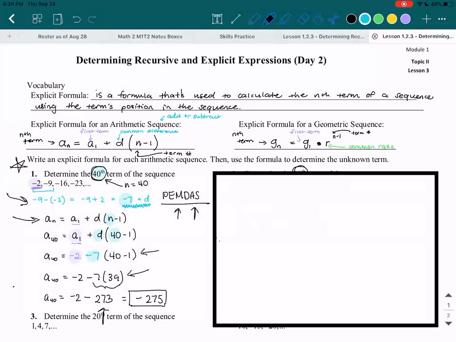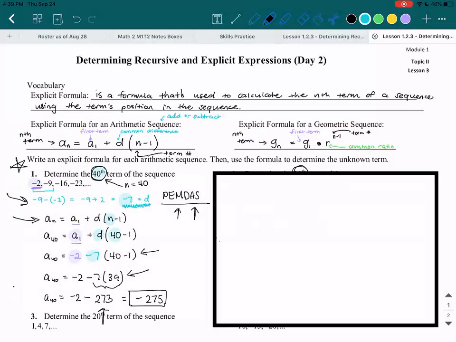So we have negative 2 minus 273. Then finally, you do negative 2 minus 273, and you get negative 275 as your answer. Okay? So I know that was fast, but you can always pause and write. So that's up to you to pause and write as much as you need.